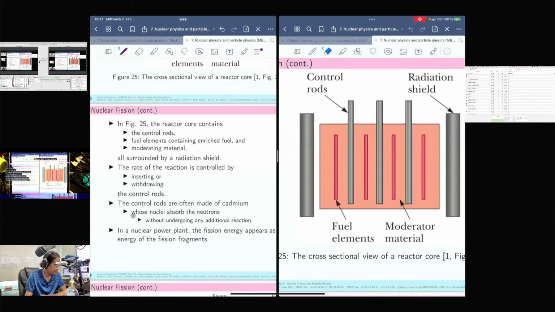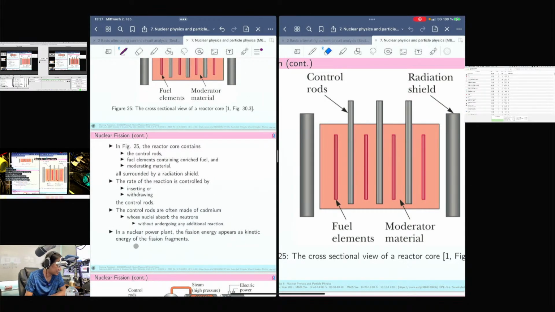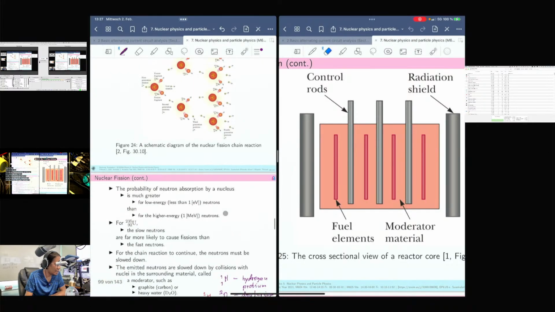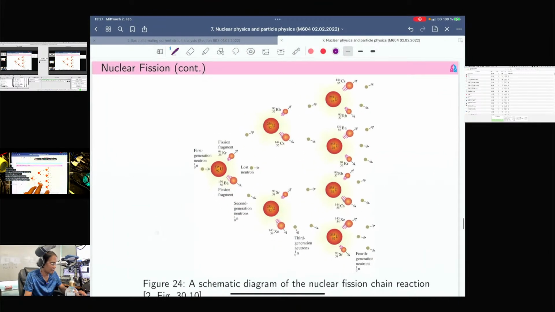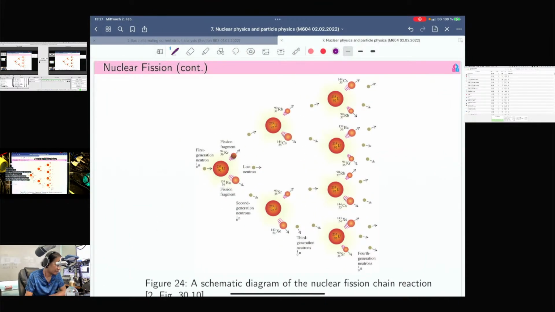Because the nuclei of the cadmium absorb the neutron without any additional reaction. Humans have tried to choose many base elements, and that one turned out to be cadmium. In a nuclear power plant, the fission energy appears as the kinetic energy of the fission fragments. The main energy that we get from the electric power plants is the kinetic energy of these. Krypton, barium, rubidium, cesium, strontium, xenon, and so on. These are the daughter nuclei or the fragments.